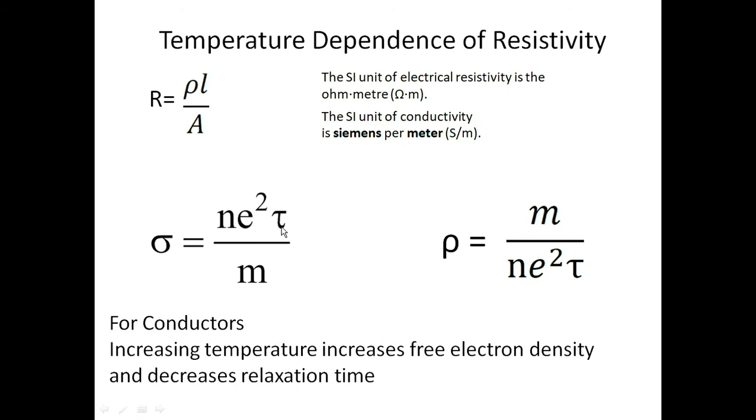Relaxation time. So this relaxation time is the average time interval between two consecutive collisions. So when we increase the temperature of a conductor, the collision frequency increases. So because of the increase in the collision frequency, the average time interval between two consecutive collisions decreases. e is the charge of the electron and m is the mass of the electron. So charge and mass are independent of temperature. So we have a situation here, by increasing temperature, the value of n increases, whereas the value of tau decreases.